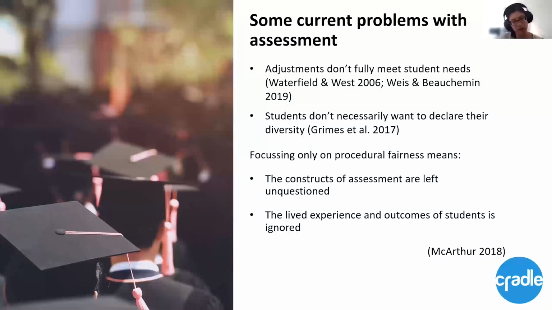But more recent work by Susan Grimes and colleagues has demonstrated that students don't actually want to declare their diversity to everyone. They don't perhaps see that as necessary in some circumstances. They don't think that there might be an impact, or they're embarrassed, or they feel shame, or they think it might not be fair to other students. And so again, Jan McArthur makes some arguments around this: thinking only about procedural fairness around accommodations and adjustments for particular students means that we don't actually think about what we are doing in assessment. We just let the assessment go on as it is. But we also ignore how students experience accommodations and assessment, and we also ignore what happens to students and how they learn.